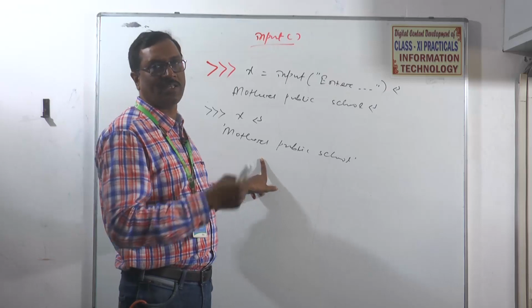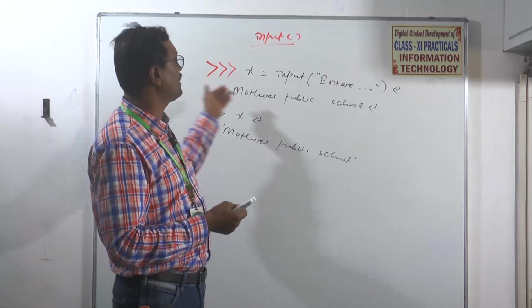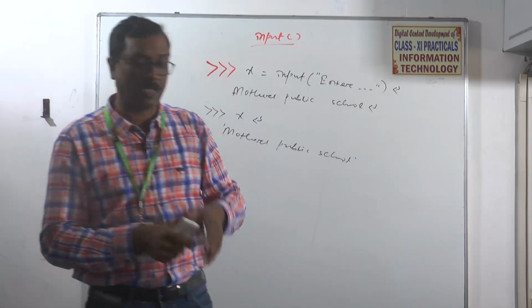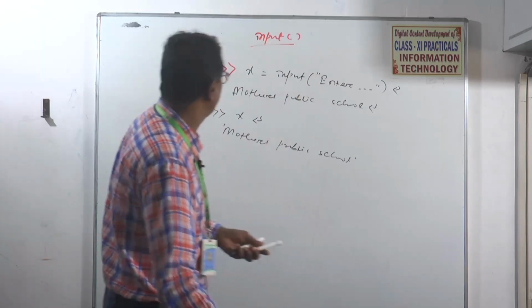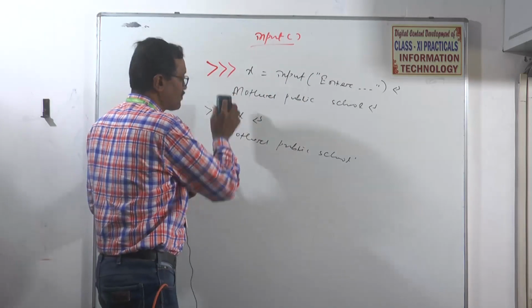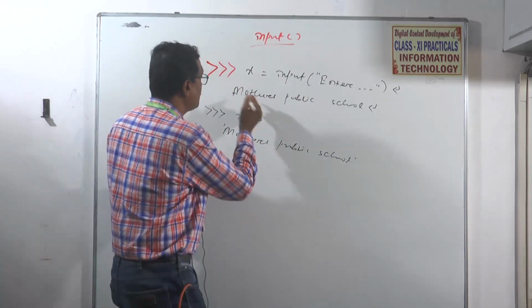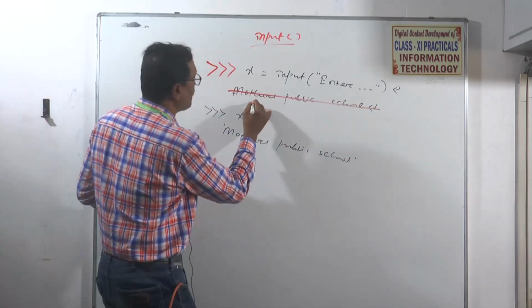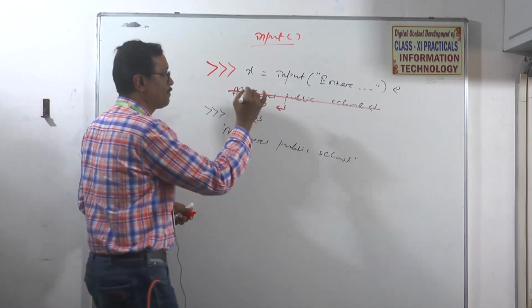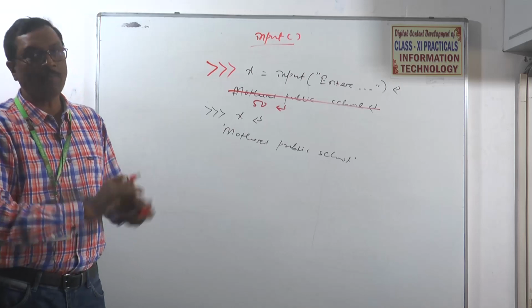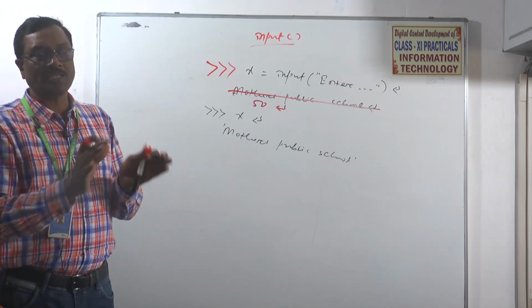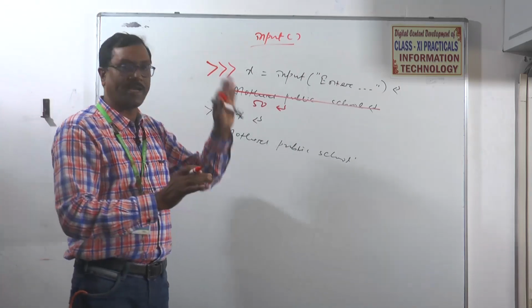So now someone may think, sir, instead of giving Mother's Public School, if I give a number, then what will happen? Let us see. I am erasing this one, because I am using the red pen, so that you can get it. Suppose I am giving 50 and pressing the enter. I am not accepting the name. I am not accepting any string. Direct one number I have given.